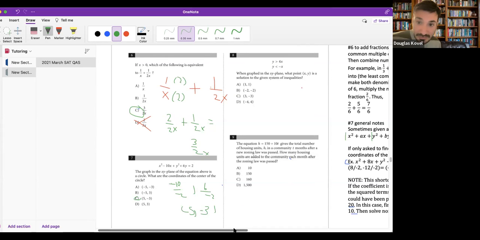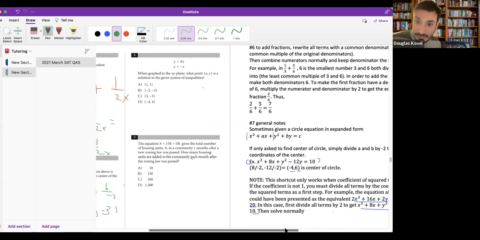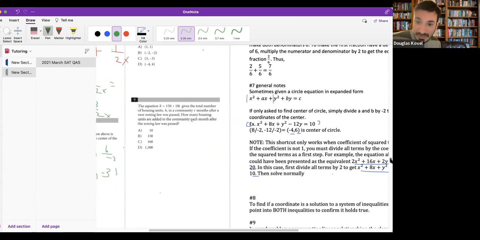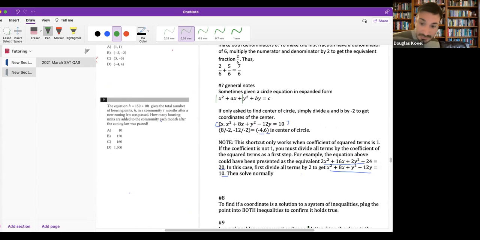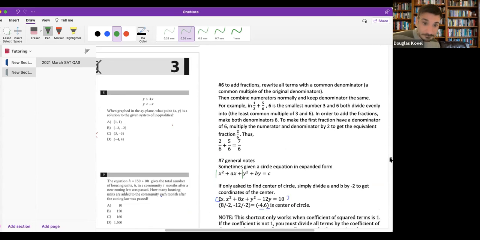All right, so number 8. I just have a few minor notes on how to do that, and then we'll look at 8. So if you're ever given a system of inequalities and you're asked to find a coordinate that's a solution, then you just need to plug each coordinate into both inequalities and look for the one that's true in both. So if it's true in only one, then it's not the solution.